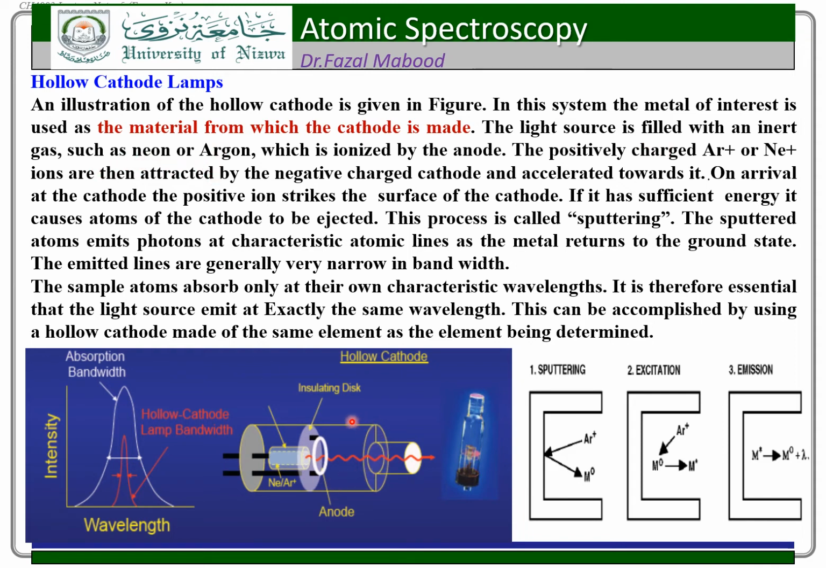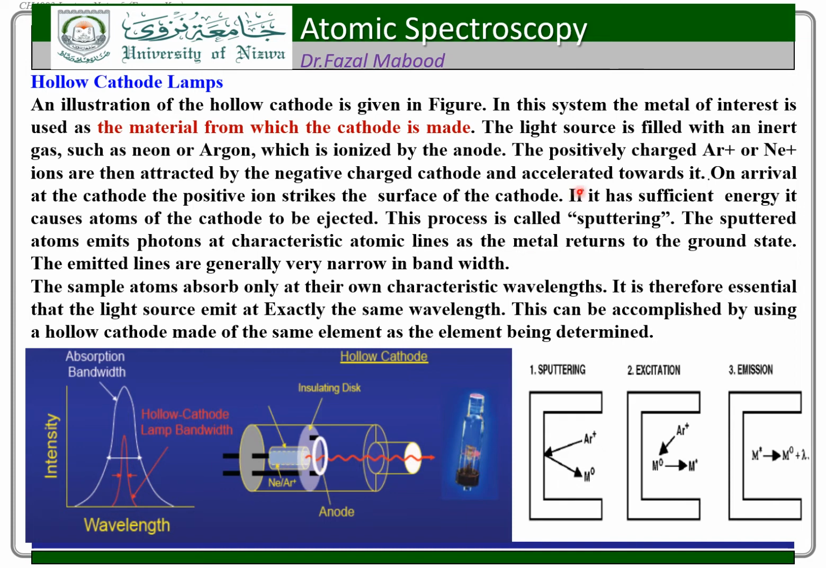Here this tube is filled with the inert gases. Here you see neon or argon gases, which is ionized by the anode. Here you see on this black color, this is the anode. The positively charged argon or neon ions are then attracted by negatively charged cathode. When the inert gases are ionized with the help of anode, they are attracted toward the cathode with the potential difference.